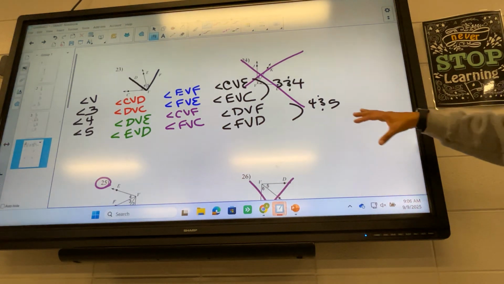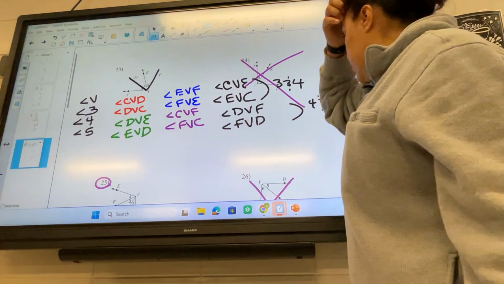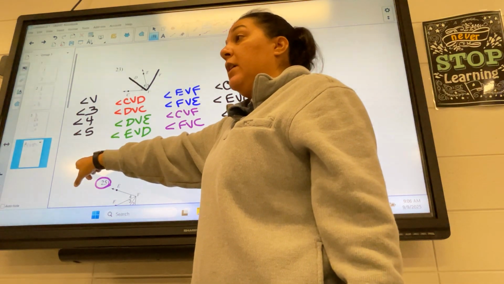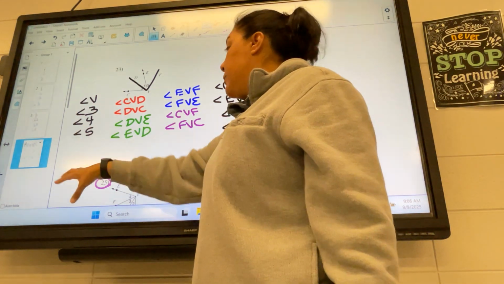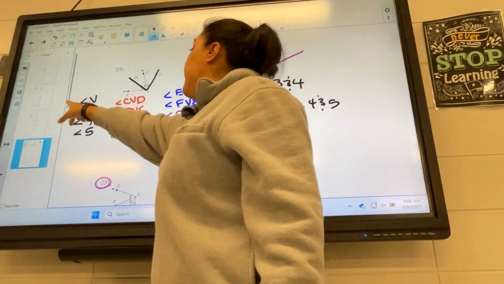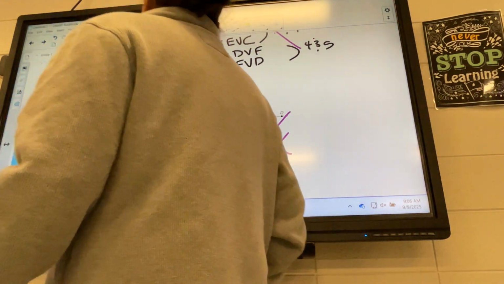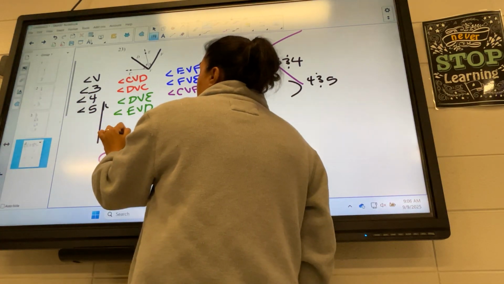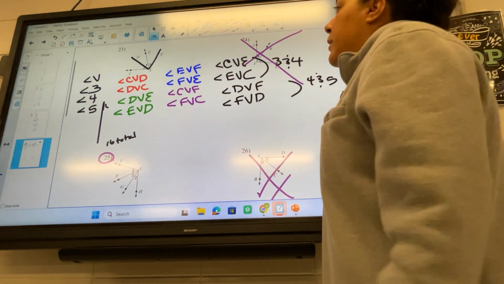Okay, you should have the same amount for 16 angles named on number 25. Okay, now they're not going to be the exact same letters, but you should have that same amount. Okay. You should have 16 in total, and that'll kind of help you out as far as what's happening, okay?